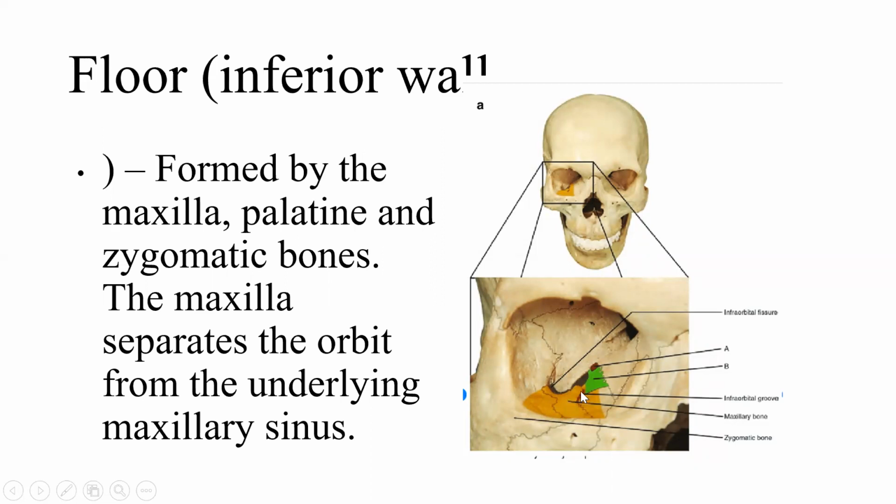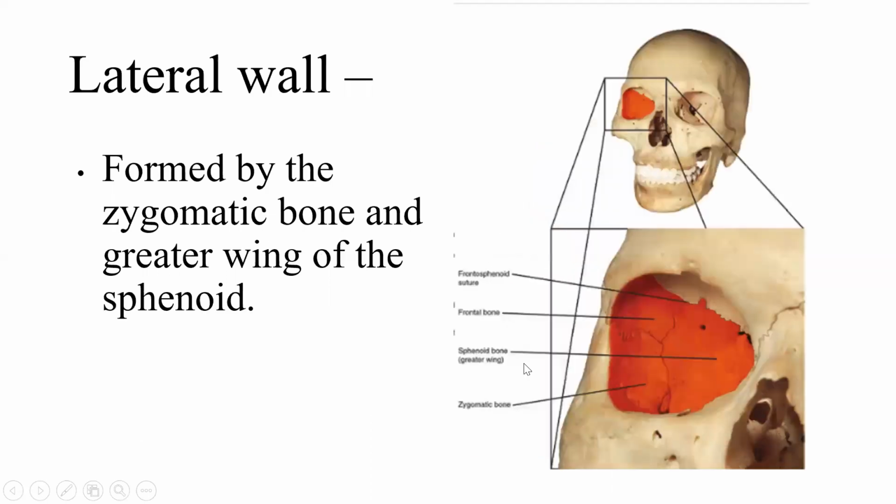over here, and you can see this little bone which is where you have seen written A, and this is the palatine bone, the orbital process of the palatine bone that you can see over here. This is the lateral wall of the orbit, which is formed by the zygomatic bone and the greater wing of sphenoid. You can see over here, this is the greater wing of sphenoid, and this is the zygomatic bone.